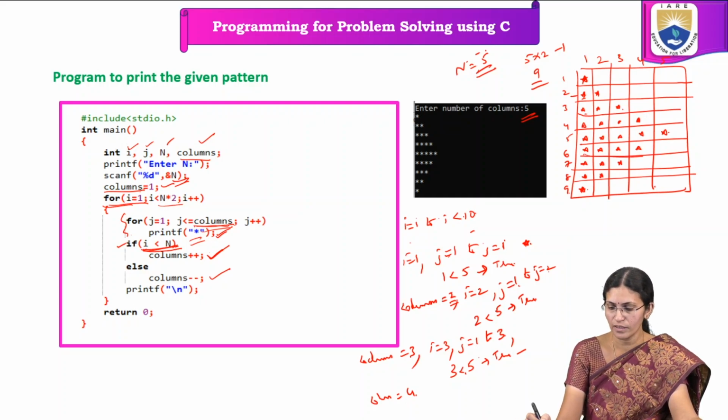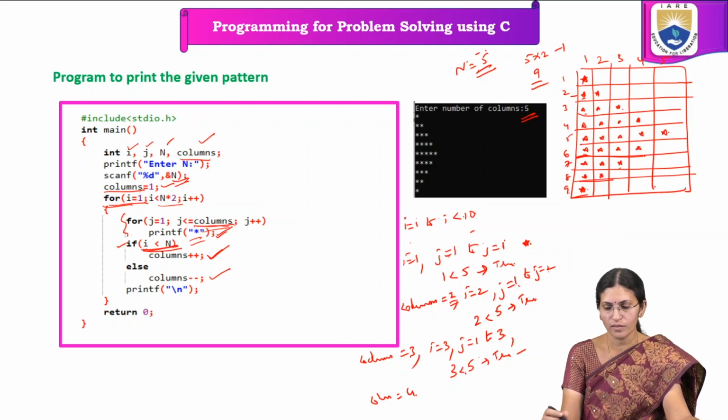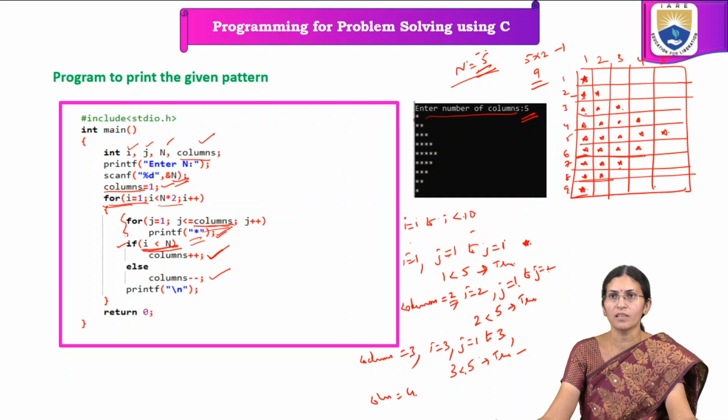As you can see here, for I is equal to 1, only 4 stars will be printed. For I is equal to 7, 3 stars. For I is equal to 8, 2 stars. For I is equal to 9, 1 star. So if we run the program, it will prompt the user to enter the number of columns here. Depending upon the number of columns entered by the user, you are going to get the pattern.